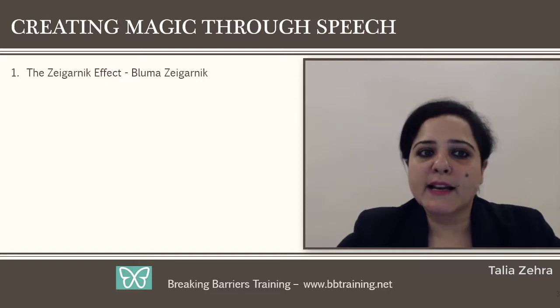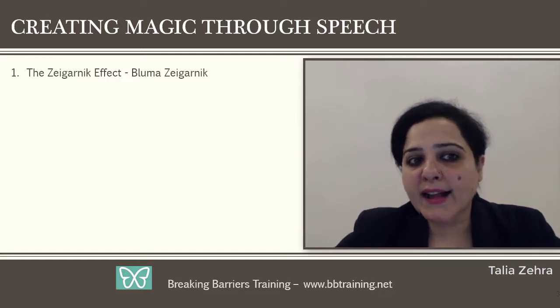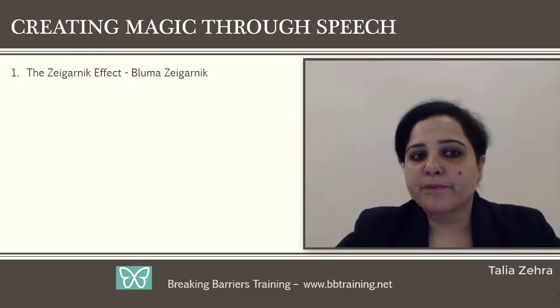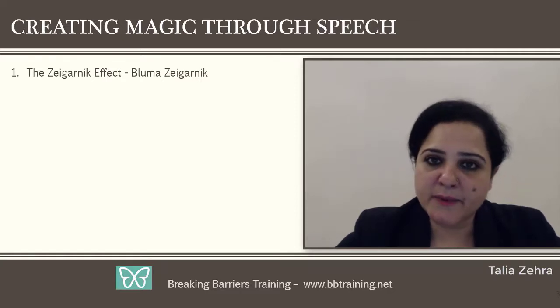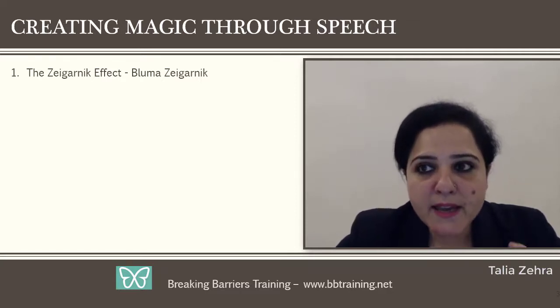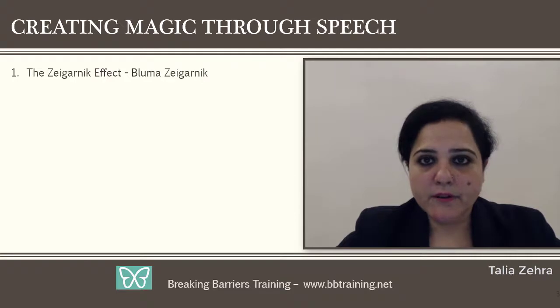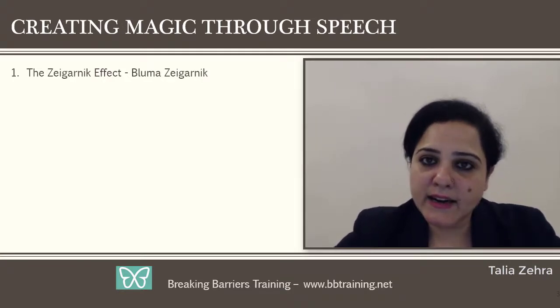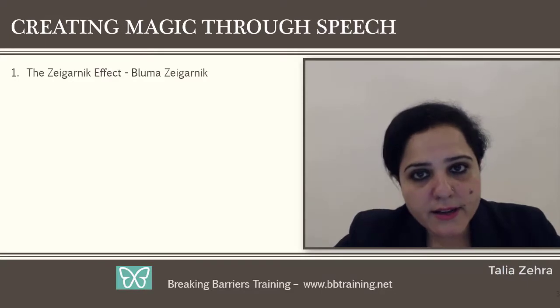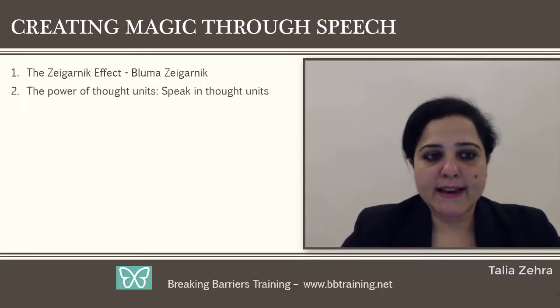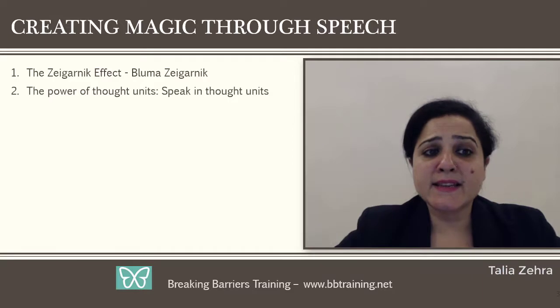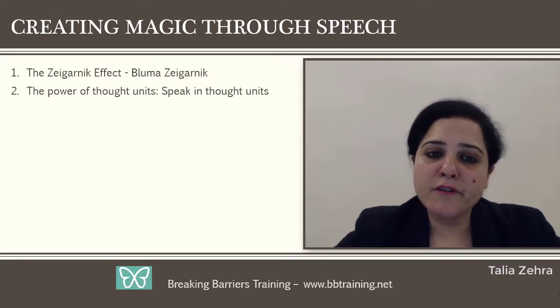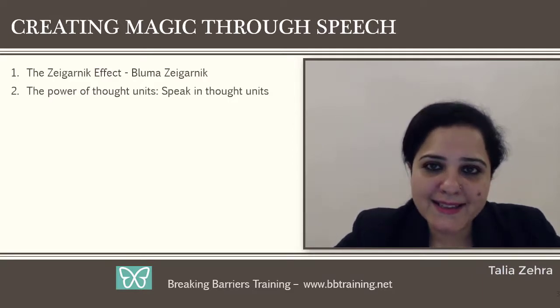So now we'll understand how we can actually add the Zeigarnik effect in our speech. Well, if you speak very slow, then you can add the Zeigarnik effect in your speech. Now let's see the second tip. It says the power of thought units.